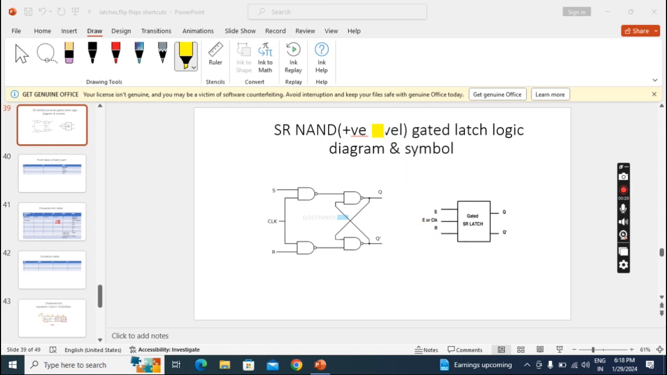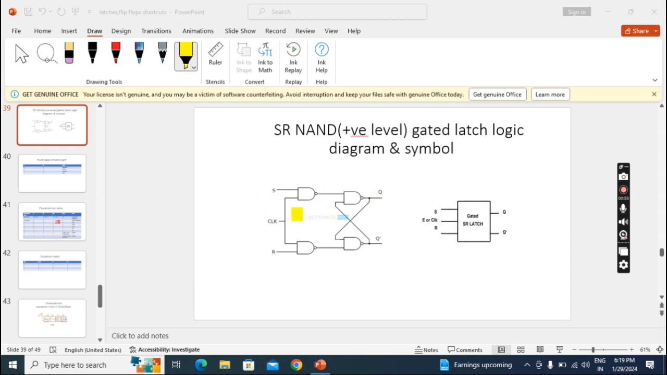So here we take positive level, which means its value will be 1. Clock or enable value will be 1. It means it is working with positive level trigger. Okay. Their outputs are two, Q and Q bar. Okay. So we have to write straight to S, Q in the diagram also, straight to S, Q. So why it is called a gated latch, we'll see.